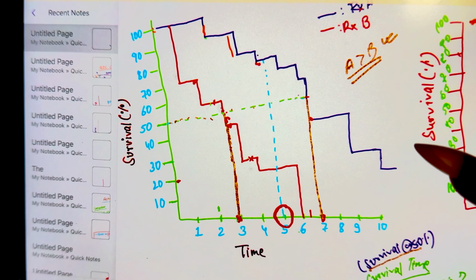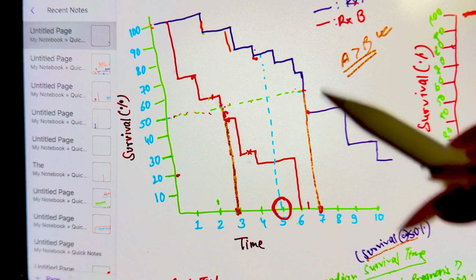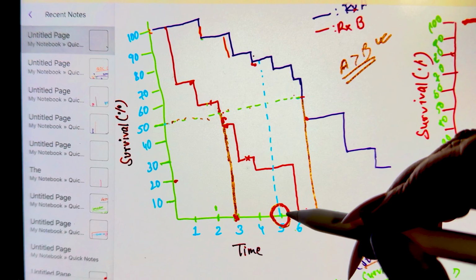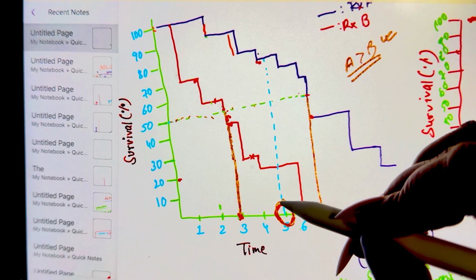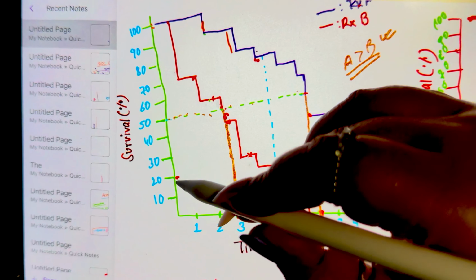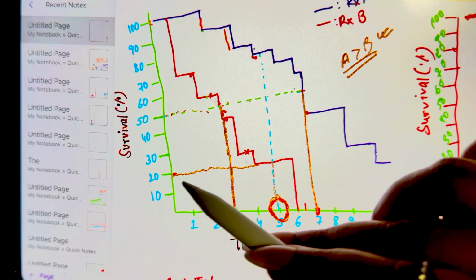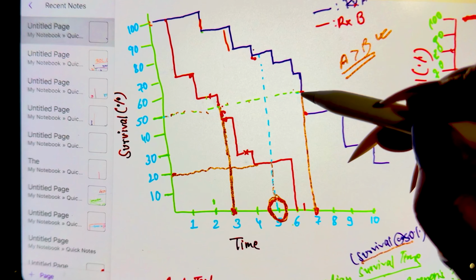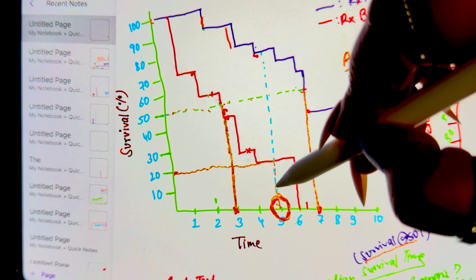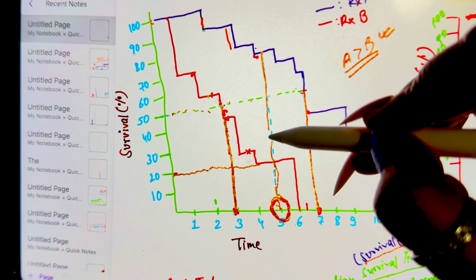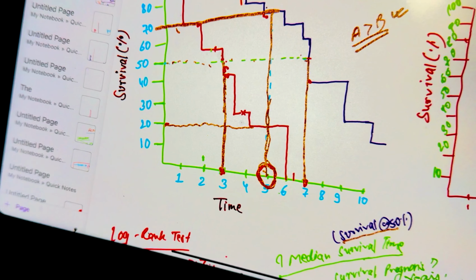The other one can be, what will be the better survival prognosis at certain years? Suppose they are asking, at 5 years, which will have the better survival prognosis? Now look, at 5 years we can see treatment B has 20% survival, right? But in the case of treatment A, it has what? It has 5 years, right? So this is 5 years, and it has 70% survival.